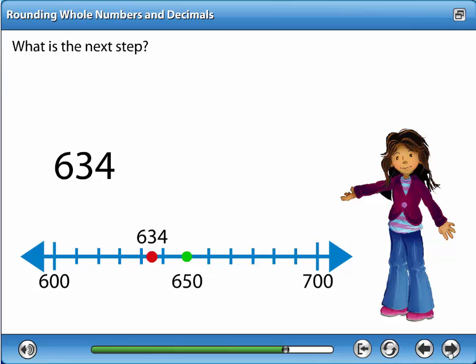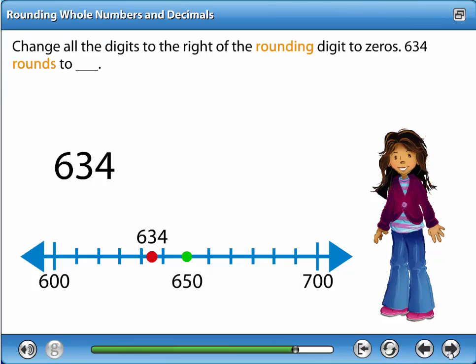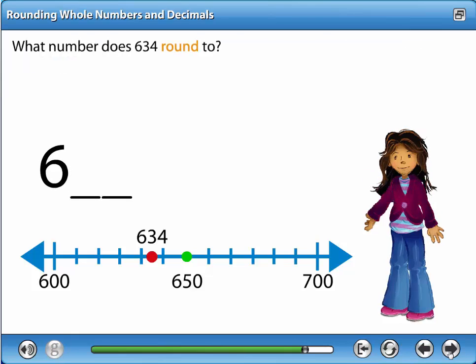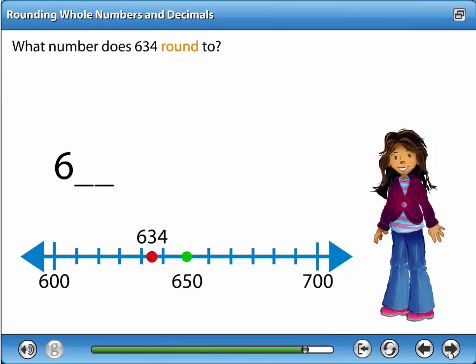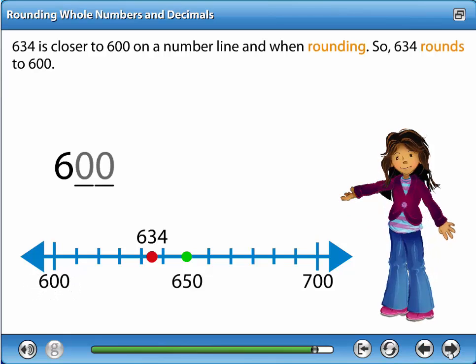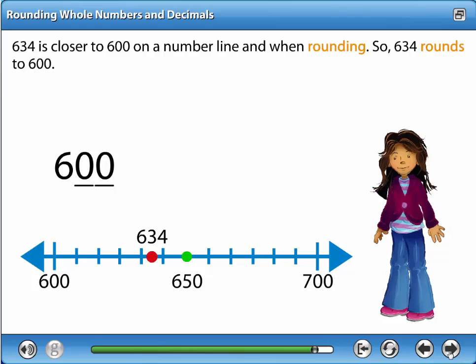What is the next step? Change all the digits to the right of the rounding digit to zeros. 634 rounds to... What number does 634 round to? 634 is closer to 600 on a number line and when rounding. So 634 rounds to 600.